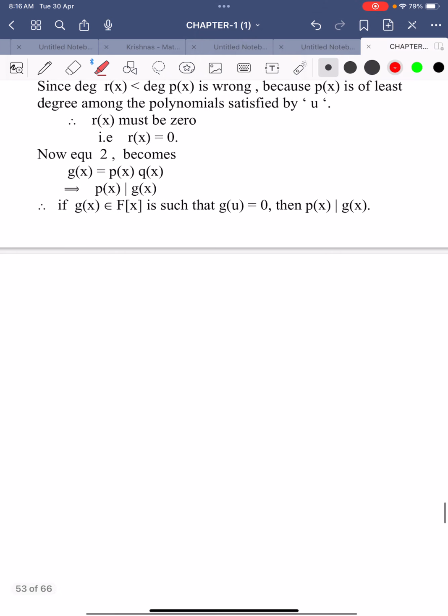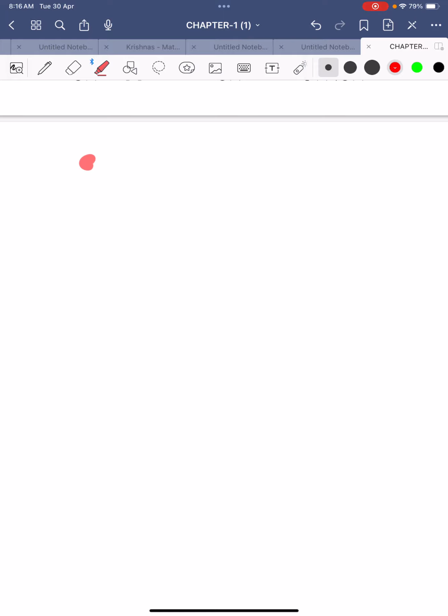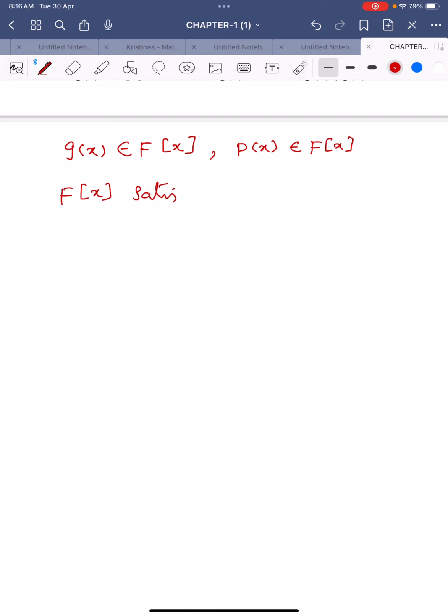Yes. Here you observe that the polynomial g of x belongs to F of x. Already we have a polynomial p of x that also belongs to capital F of x. We know that the polynomial ring capital F of x satisfies the division algorithm. Now we have two polynomials. One is g of x, the second one is p of x. Both belong to F of x.